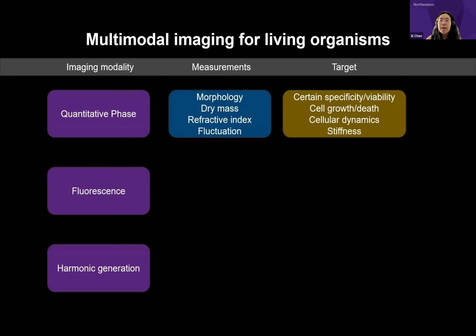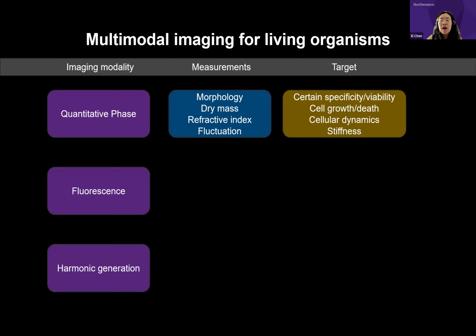For example, for quantitative phase, we can look at the morphology of the cells. That morphology information will give us certain specificity or variability information. We can also retrieve the dry mass information that comes with quantitative phase imaging. Using that dry mass information, we can look at cell growth or death events. We can also further retrieve the refractive index of the cells, and using RI, the refractive index, we can look at cellular dynamics. Using phase imaging, we can also look at the fluctuation of the membrane of the cells and look at the stiffness of the cells.